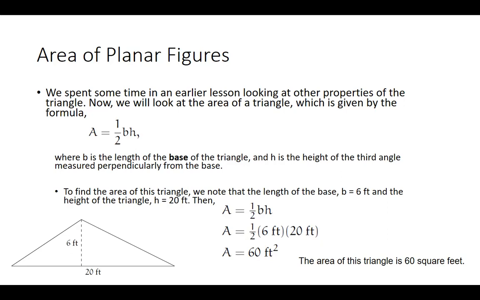We spent some time in an earlier lesson looking at other properties of the triangle. Now we'll look at the area of a triangle, which is given by the formula area equals 1/2 base times height. So B is the length of the base of the triangle, and H is the height of the third angle measured perpendicularly from the base.